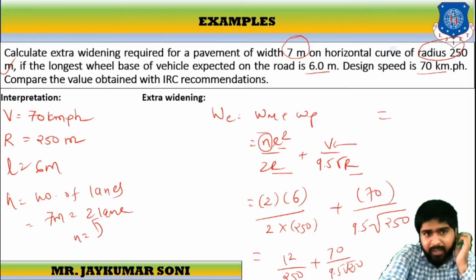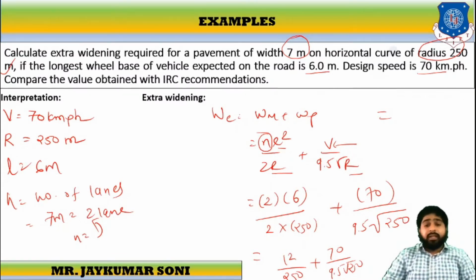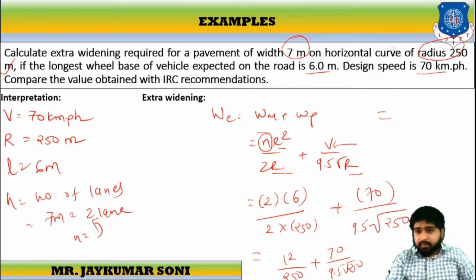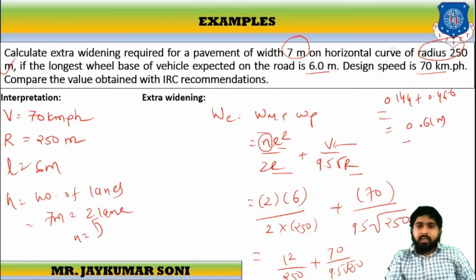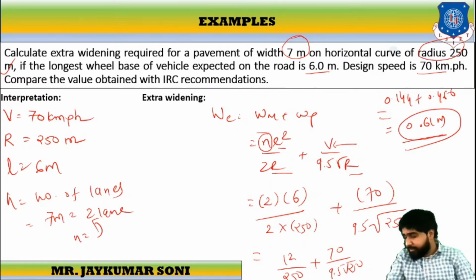The answers that we are getting from the calculation over here will be what? Let me calculate this. This will be 0.144 and this will be 0.466, and calculating this it will be 0.61 meters. So this is the extra widening which is asked over here.